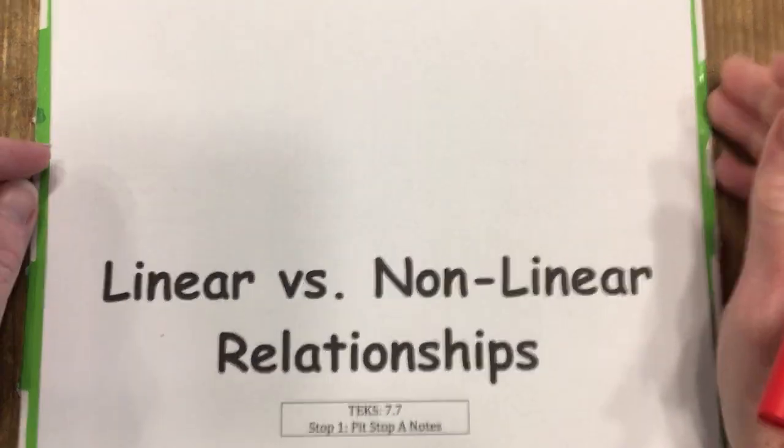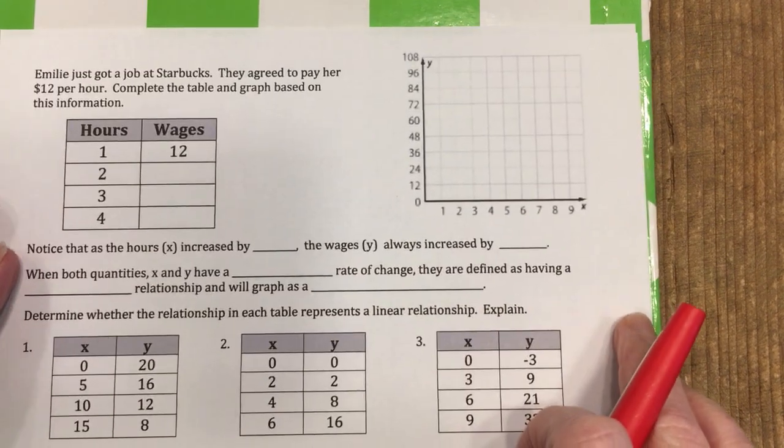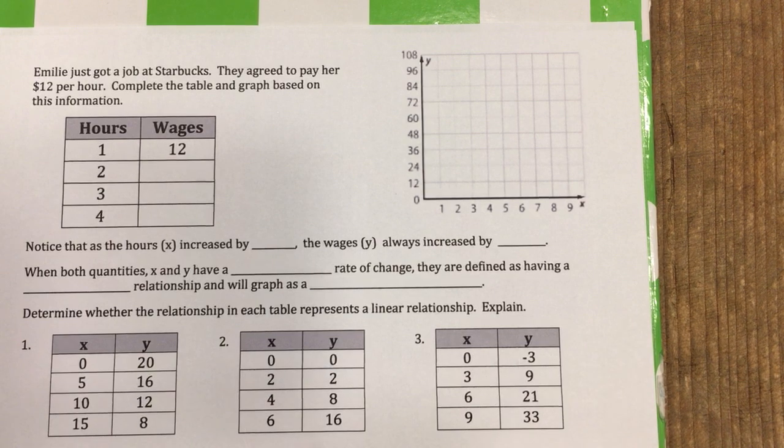Hey guys, in this video we're going to be talking about linear versus nonlinear relationships. Alright, so the first problem says that Emily just got a job at Starbucks and they agreed to pay her $12 per hour. Complete the table and graph based on this information.